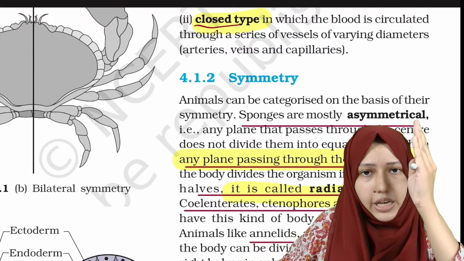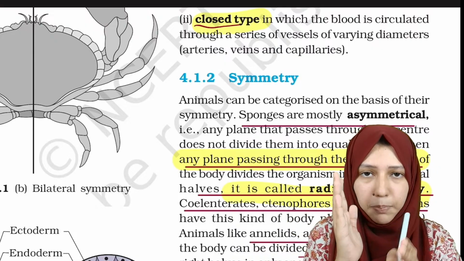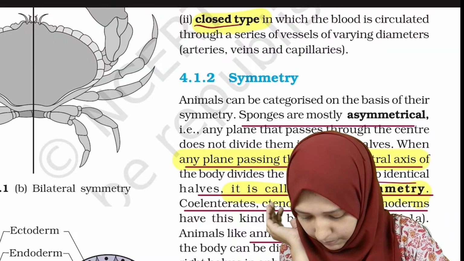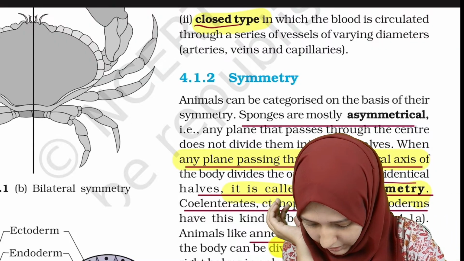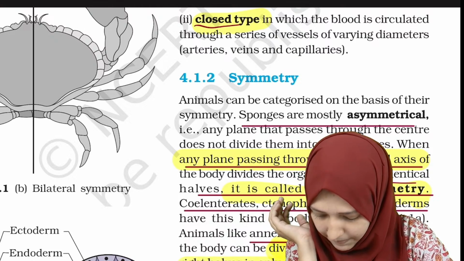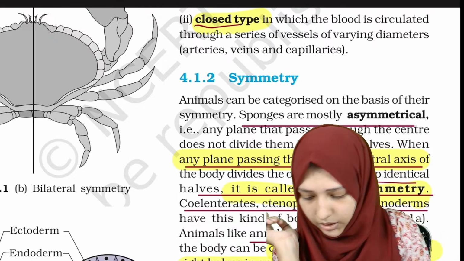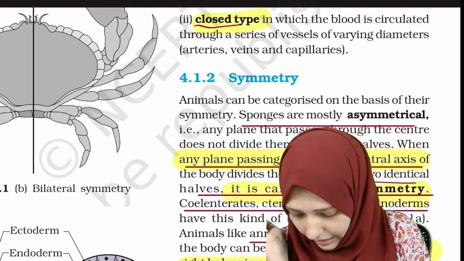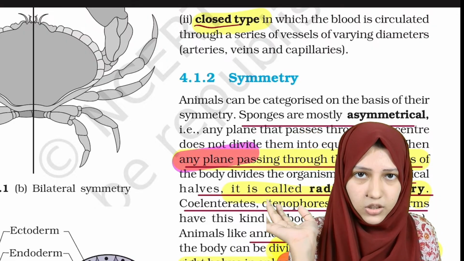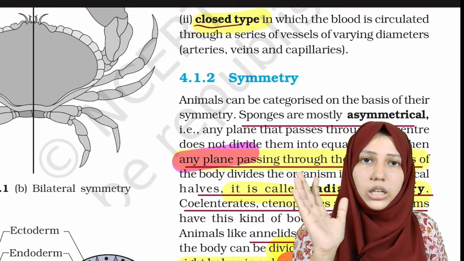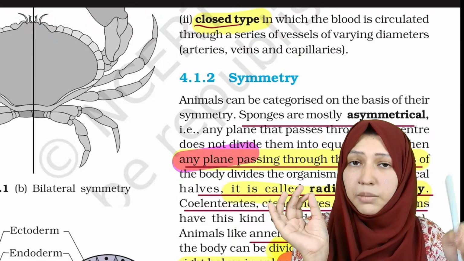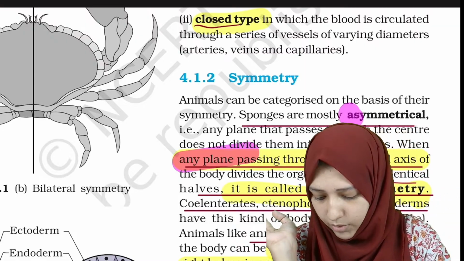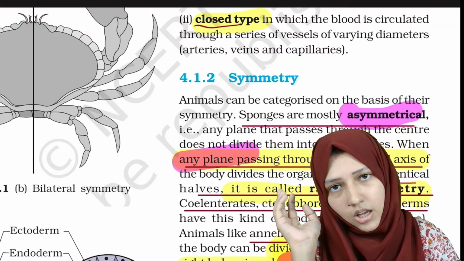But if the body can be divided into identical left and right halves in only one plane, then it is known as bilateral symmetry. Just remember the words, only one plane, it is bilateral symmetry. In any plane, it is radial symmetry. If it is not symmetrical, meaning whichever plane we try, it won't divide into identical pieces, then it is known as asymmetrical. An example of asymmetry is sponges.